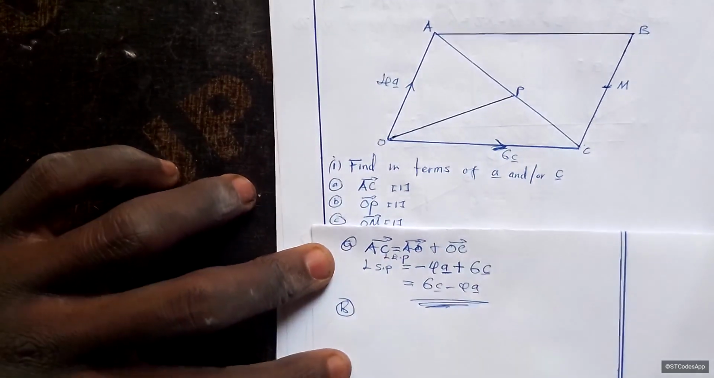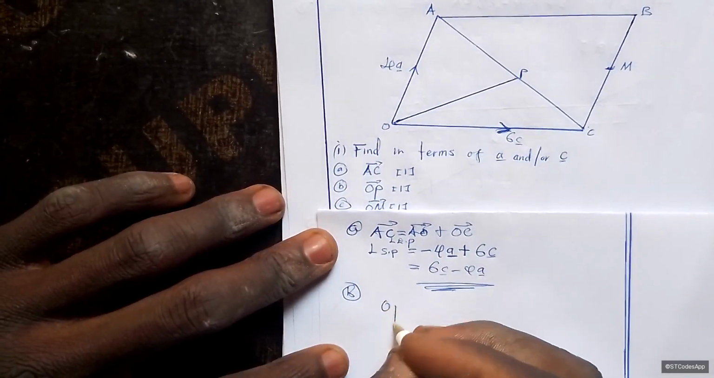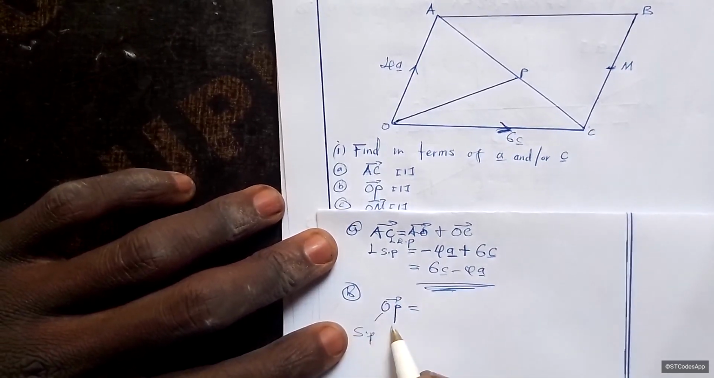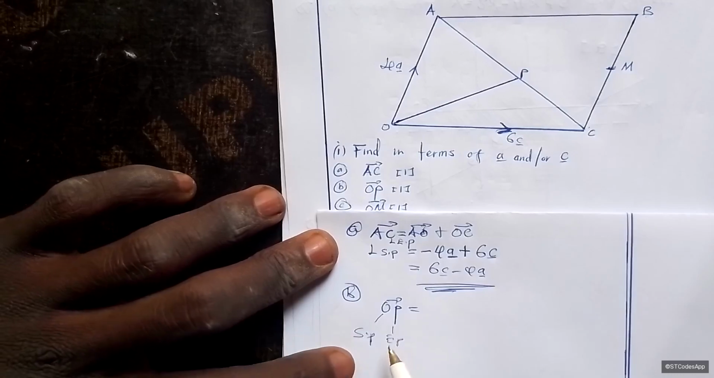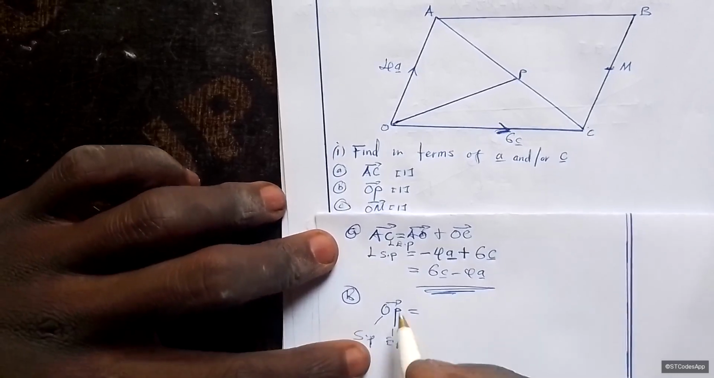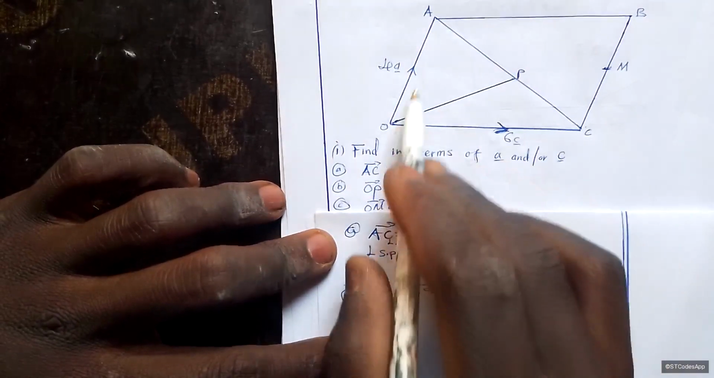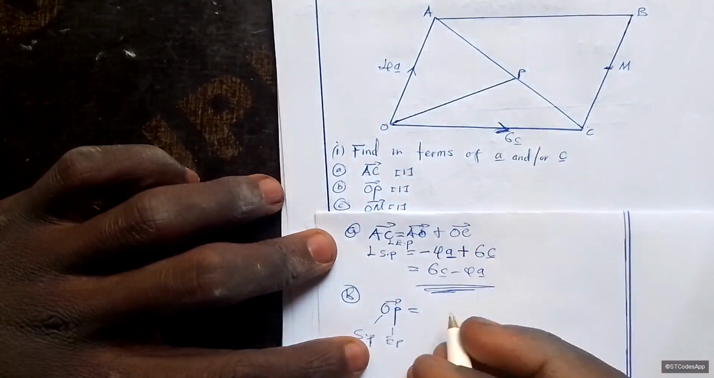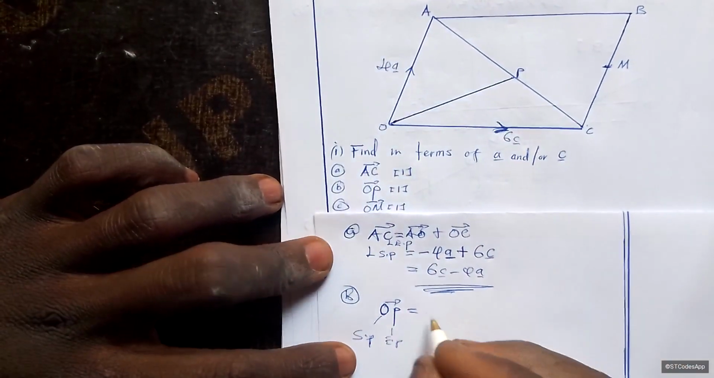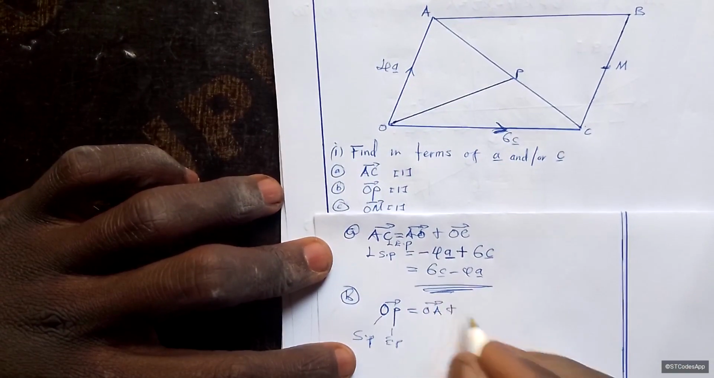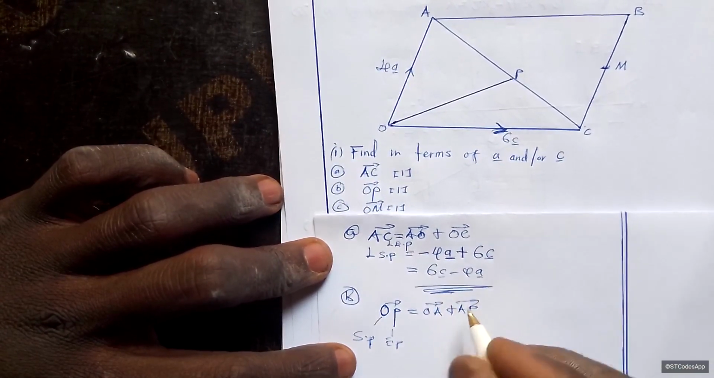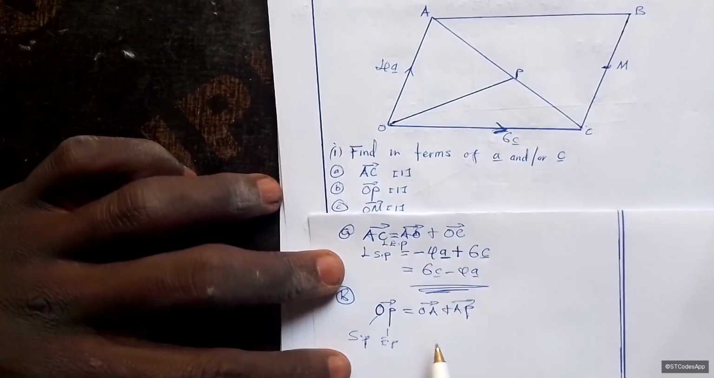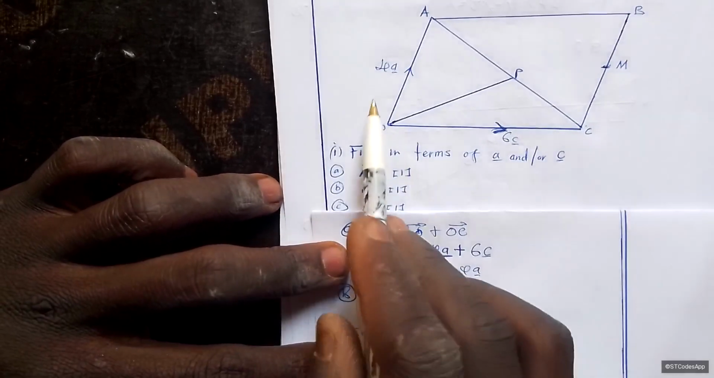Then question B is asking for OP. Like I was saying, this one here is our starting point and this one here is our ending point. So we need to choose routes which are vectors. For us to reach point P here, we need to use the routes OA and AP. Since O is my starting point, I'm going to say OA, then from A, I'm going to go to point P. Do we have OA? Of course, OA we have.